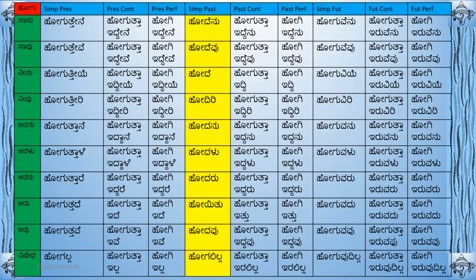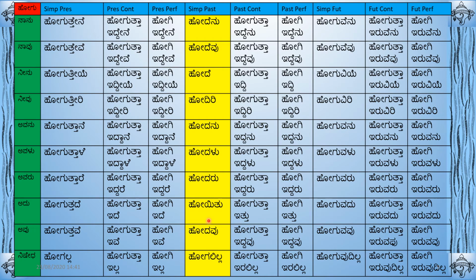Okay, so this is hogu, to go. This is the first irregular verb. Starting from this, every verb is irregular. Irregular means irregular in the past. Okay, past tense. This is a hogu verb. Hogu is to go. So why is it irregular? It's hodenu, hoda is to be used. Hodenu, hodevu, hode, hodiri, hodanu, hodalu, hodaru, hoyitu.